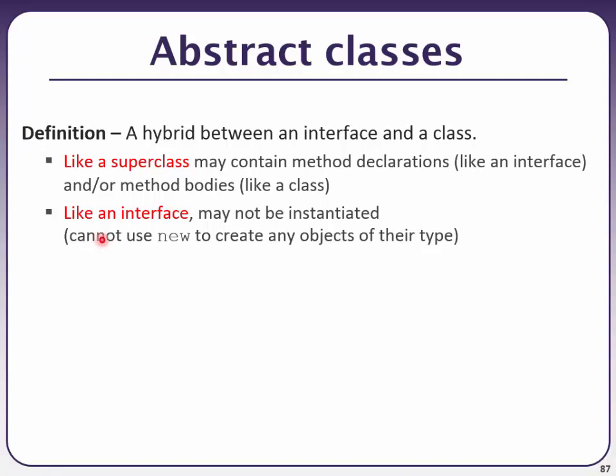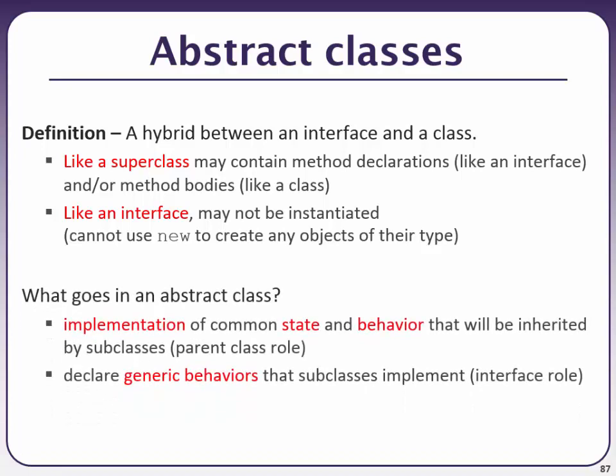So this is maximum flexibility, right? We can decide on a method per method basis which ones are actually implemented in the abstract class and which ones are left to the subclasses of that abstract class to be implemented, just like classes that implement interfaces. So what goes in the abstract class? Implementation of states and behavior. So states mean fields, behavior means methods, okay? And all those implementations are going to be inherited by the subclasses. So that's classic inheritance, okay?